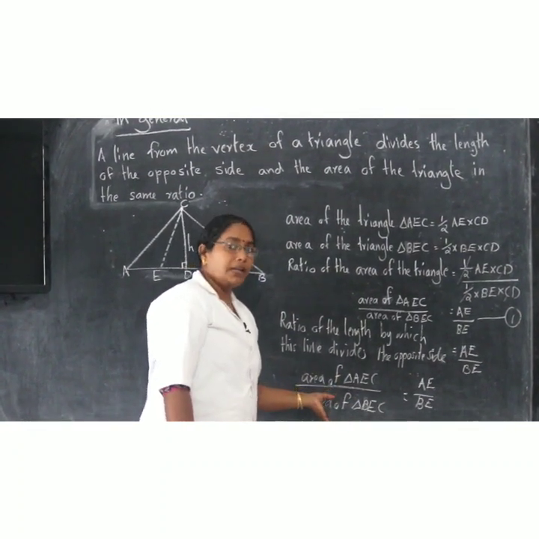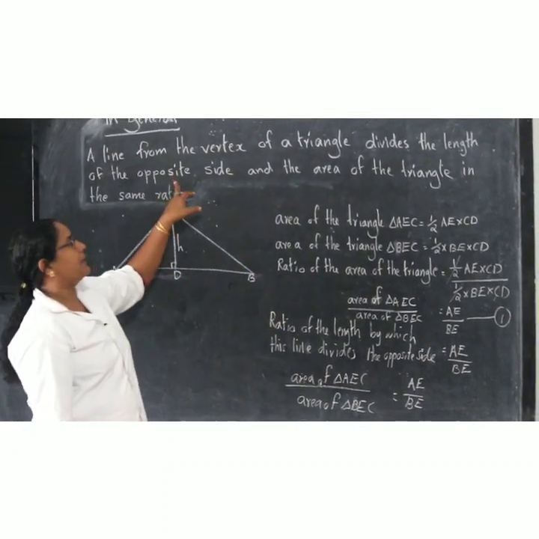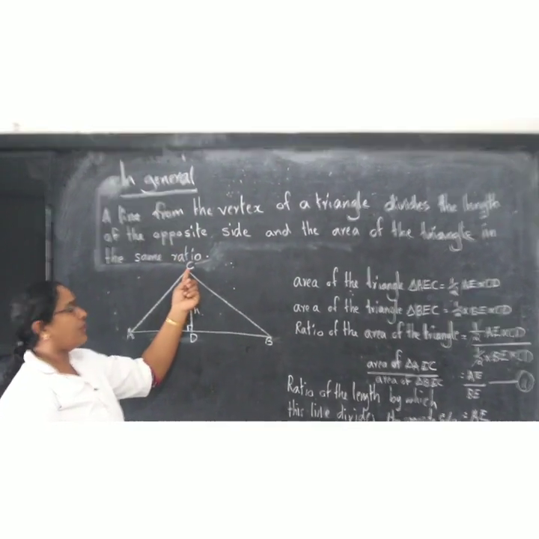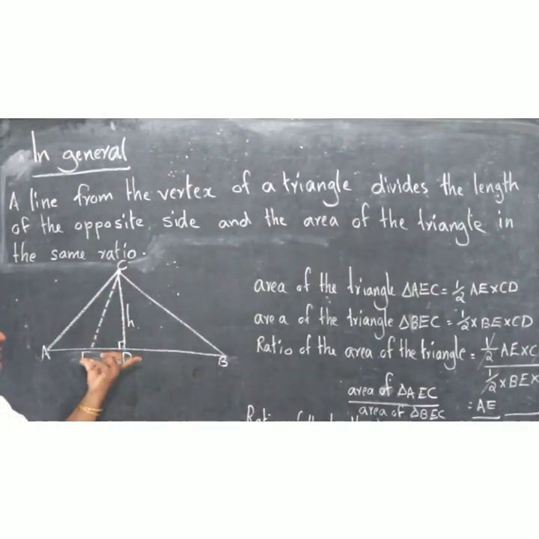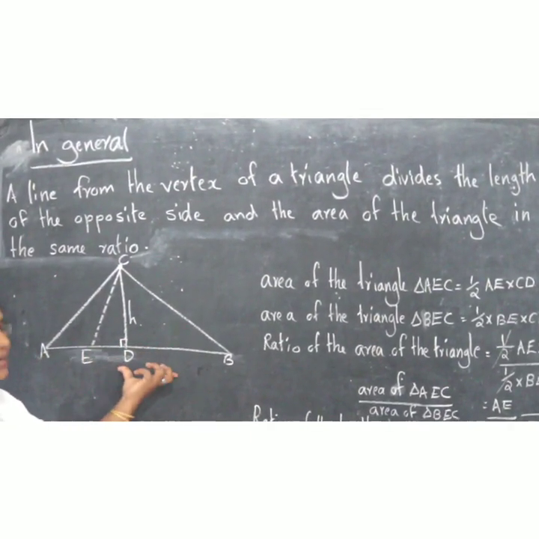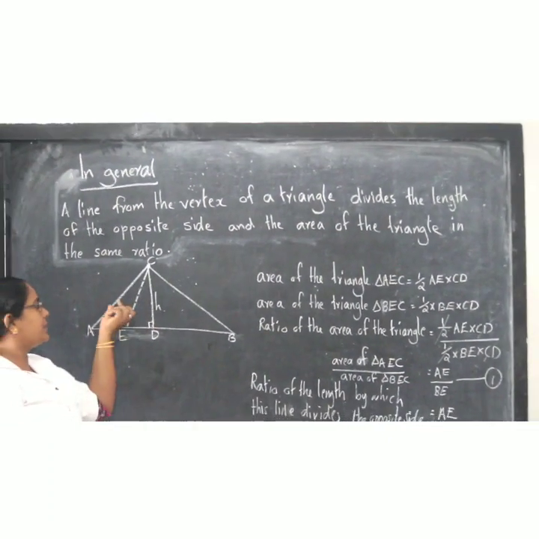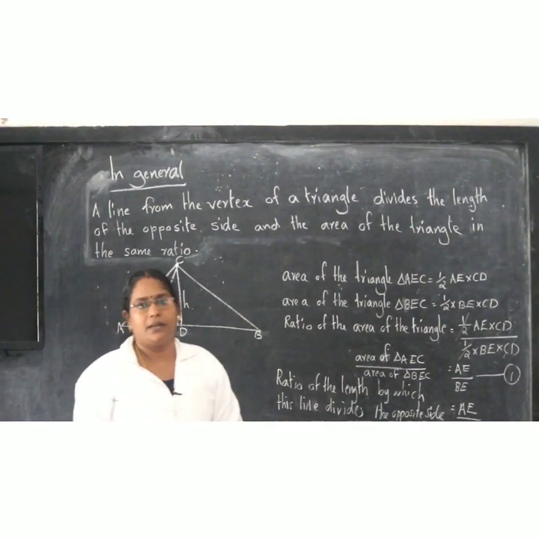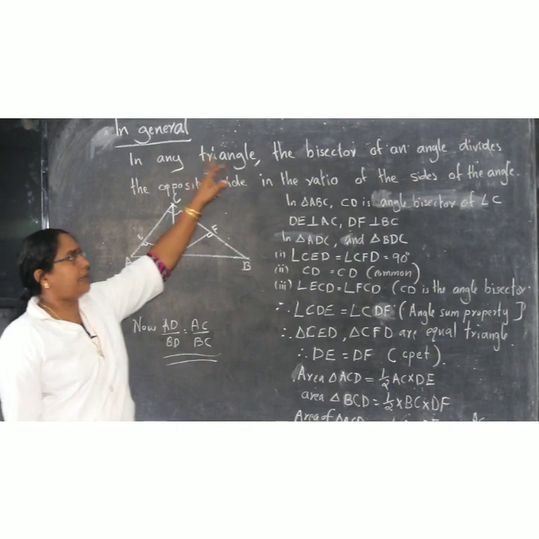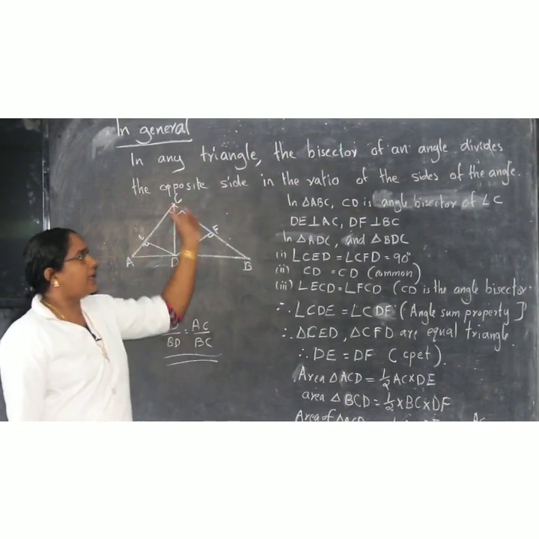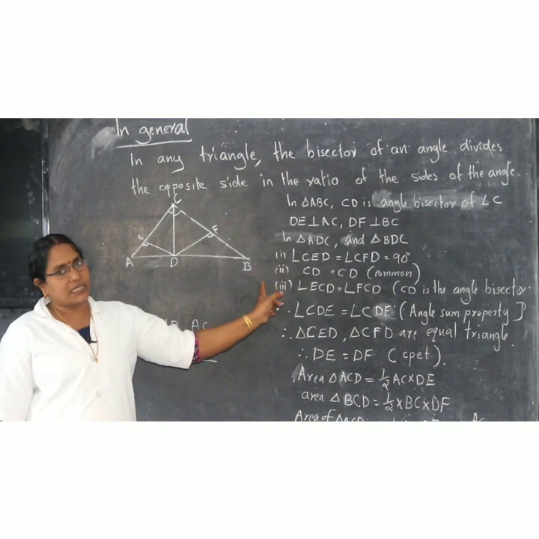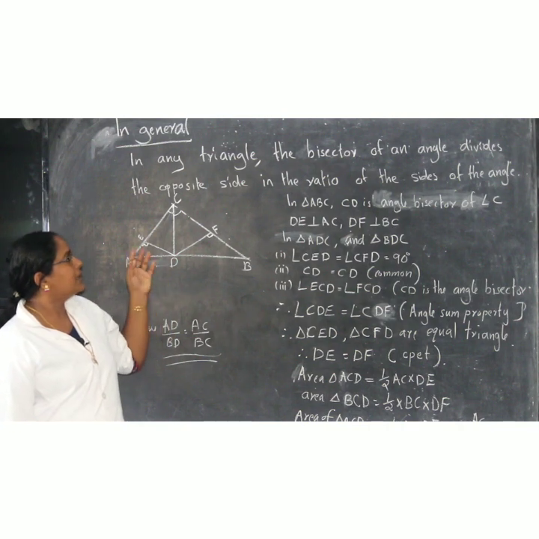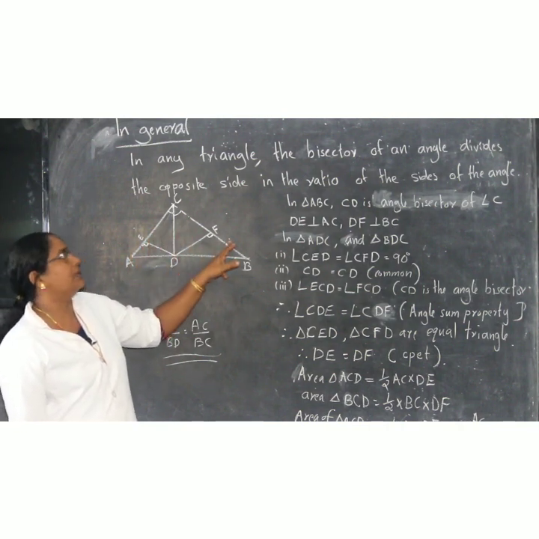This is the main point in this chapter. Then what is the main point? A line from the vertex of a triangle divides the length of the opposite side, and that ratio is equal to the ratio of the areas of the triangles. Okay? In any triangle, the bisector of an angle divides the opposite side in the ratio of the sides containing the angle.